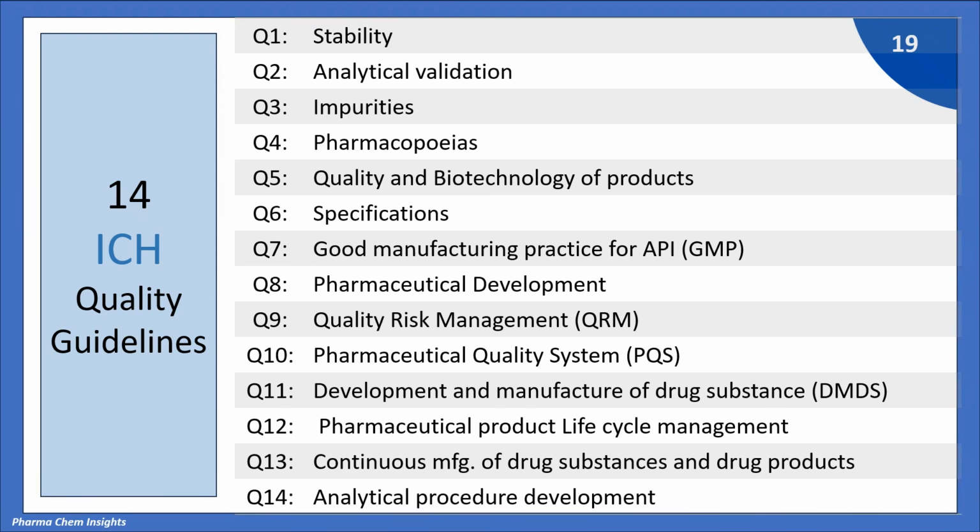Now let us see the 14 ICH quality guidelines. First is Q1 for stability, Q2 for analytical validation, Q3 for impurities, Q4 for pharmacopoeias, Q5 for quality of biotechnology products, Q6 for specification, Q7 for good manufacturing practice for APIs, that is GMP, Q8 is pharmaceutical development, Q9 is quality risk management, that is QRM, Q10 is pharmaceutical quality system, PQS, Q11 is development and manufacture of drug substance, that is DMDS, Q12 is pharmaceutical product life cycle management, Q13 is continuous manufacture of drug substances and drug products, and Q14 is analytical procedure development.